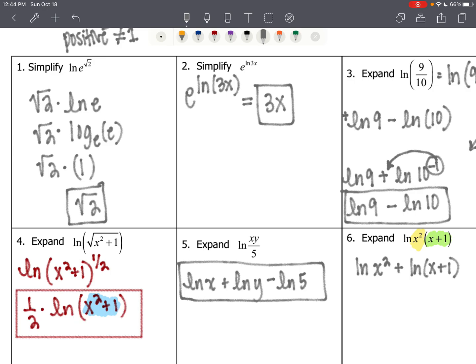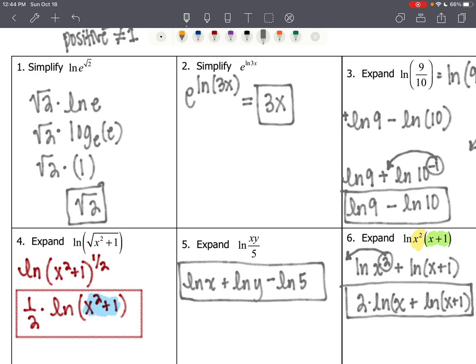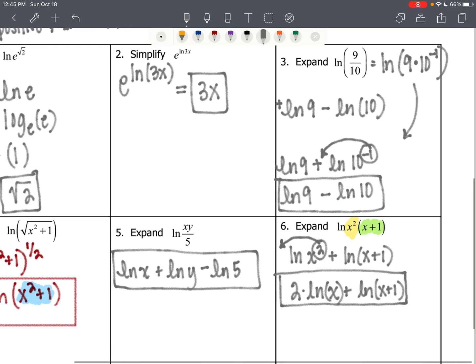And then one more thing I need to do is bring that exponent out to be a coefficient. 2 times the natural log of x plus the natural log of x plus 1. And x plus 1 must be in parentheses. In fact, you'll sometimes even see me just put the x in parentheses because I do tend to like to put parentheses around my argument when I'm writing logarithms.